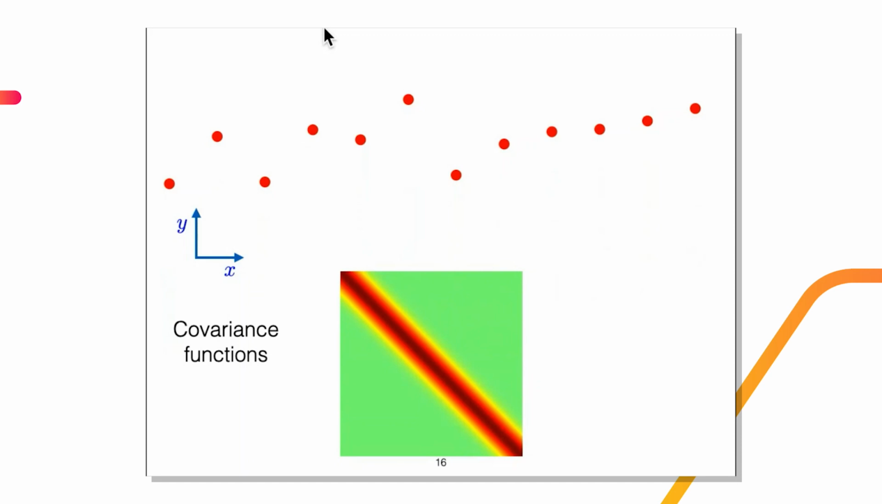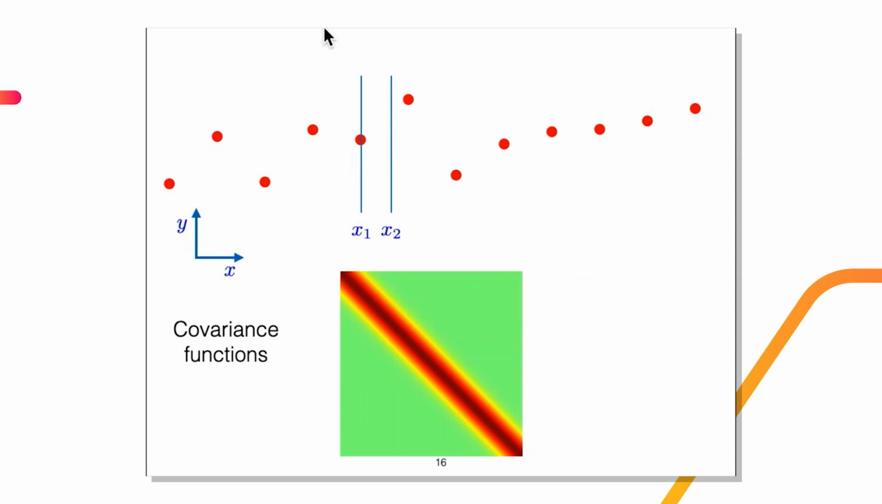So we define this covariance function, which will determine a correlation between samples that are next to each other. The covariance function is given here, for instance, in green and red. This covariance function is mainly diagonal and it decays on the off-diagonal elements.